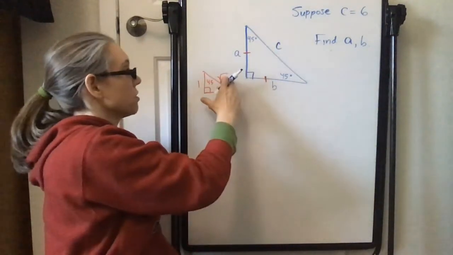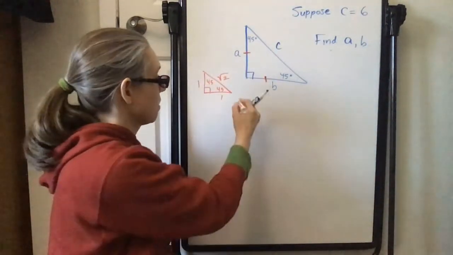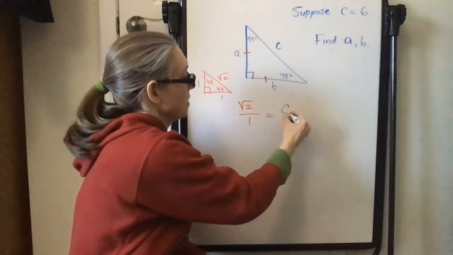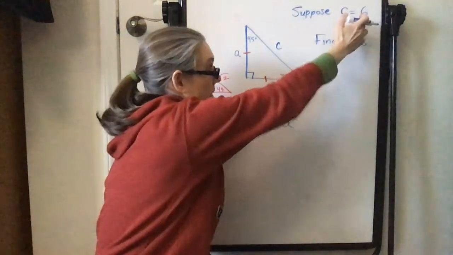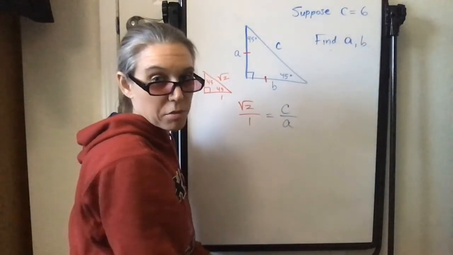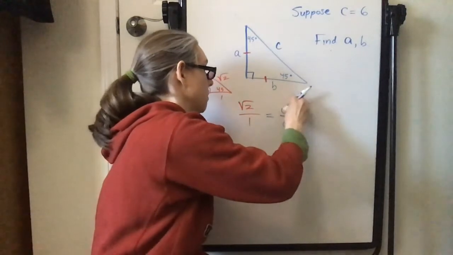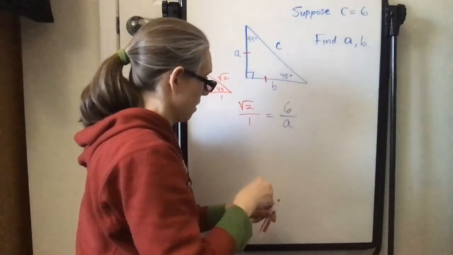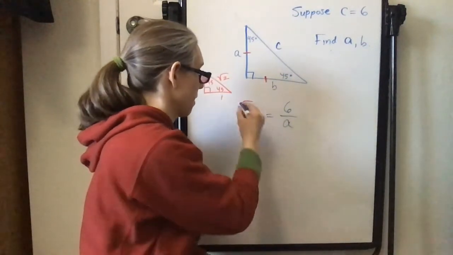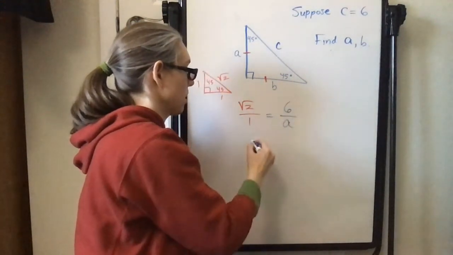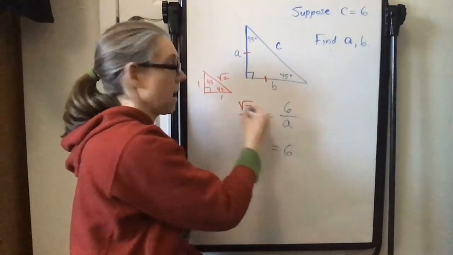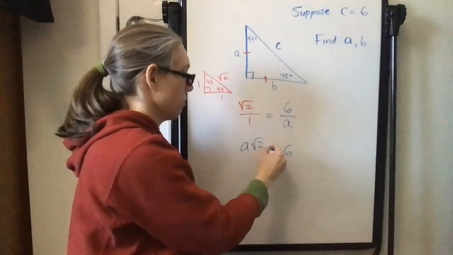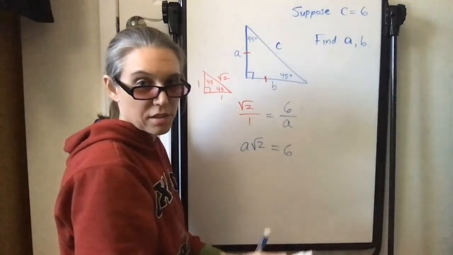Okay, so I have C. I know that root 2 is to 1 as C is to A. C is equal to 6, so I replace C with 6. And cross multiply. 6 times 1 is 6. A times the square root of 2 is A root 2. Now I divide both sides by root 2.